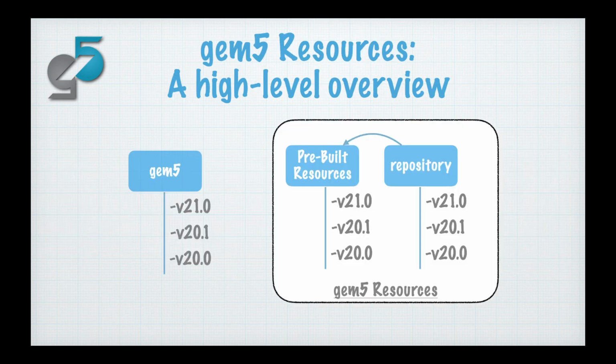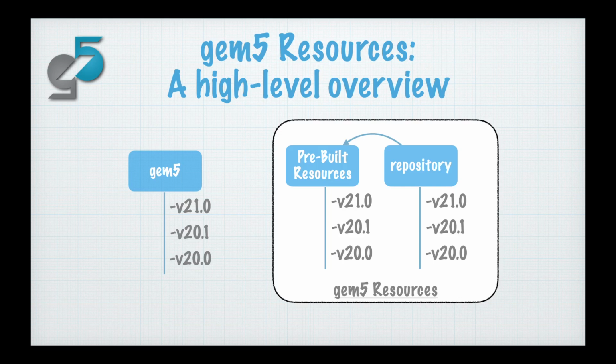gem5 resources is a slightly simpler architecture. gem5 resources consists of a repository. This repository contains the source code for all the resources and instructions on how to build them. gem5 resources also consist of these pre-built resources built on these sources stored on our Google Cloud infrastructure. An important thing to note here is gem5 resources is tagged in sync with the releases of gem5. So if you're working with gem5 version 20.1, you can check out version 20.1 of the gem5 resources repository and obtain resources that are compatible with that version of gem5.